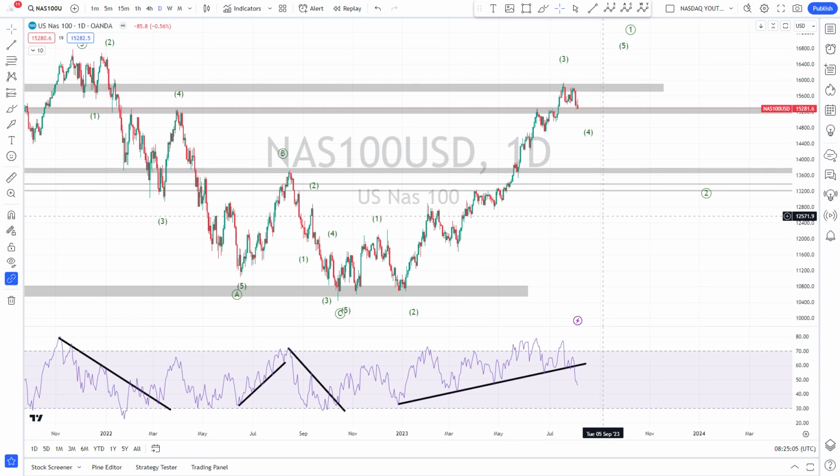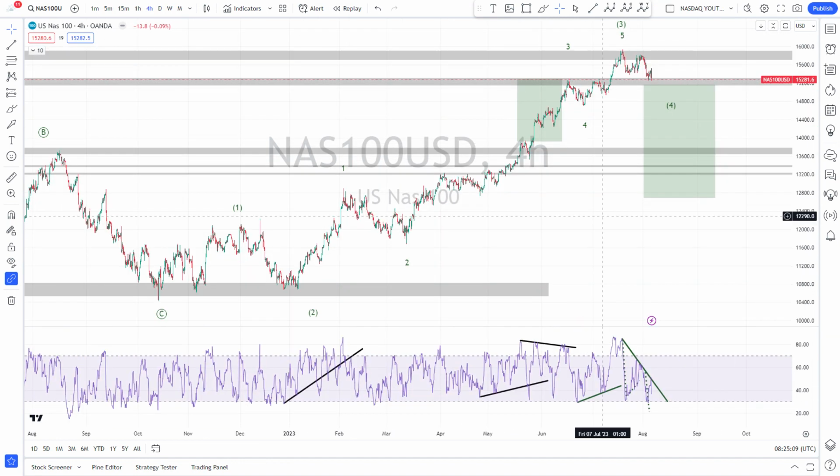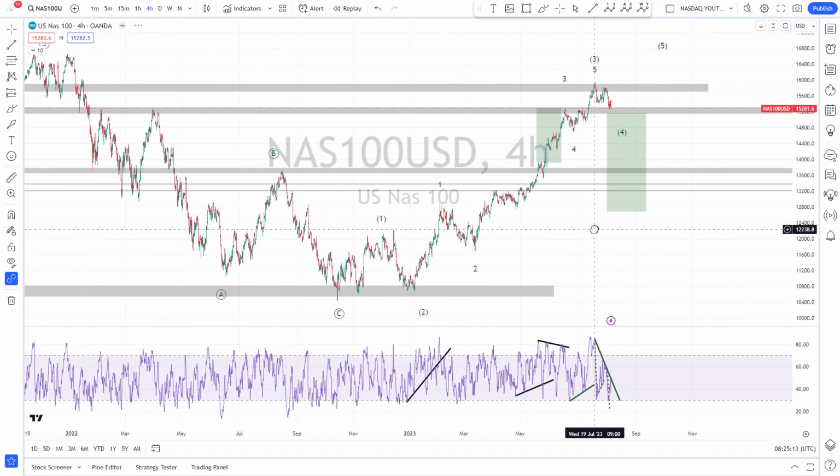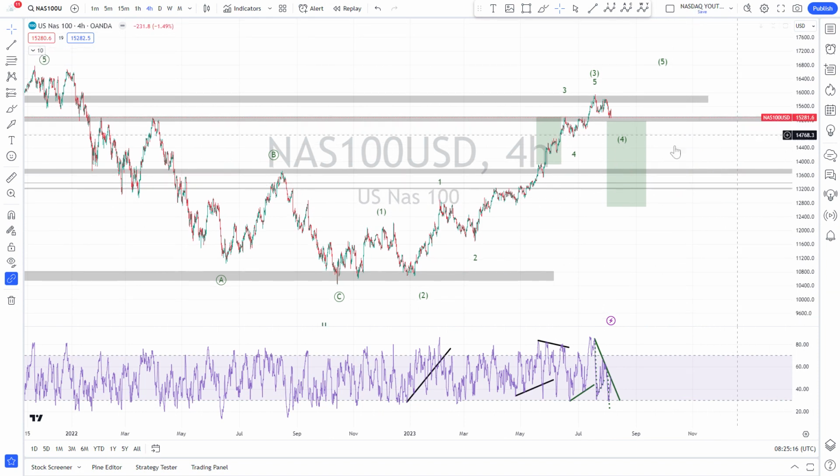Okay, and then that being said, if we go to the 4 hour, yeah, so here we have actually very nice distribution in this wave through. Again, 5 waves, 1, 2, 3, 4, 5. So that looks very good. Now the correction has started.